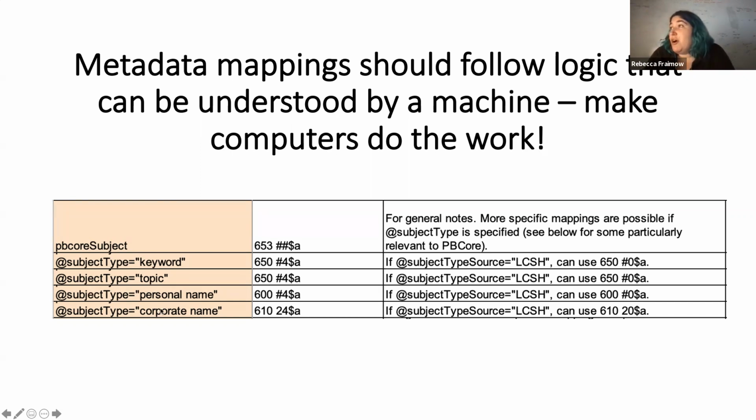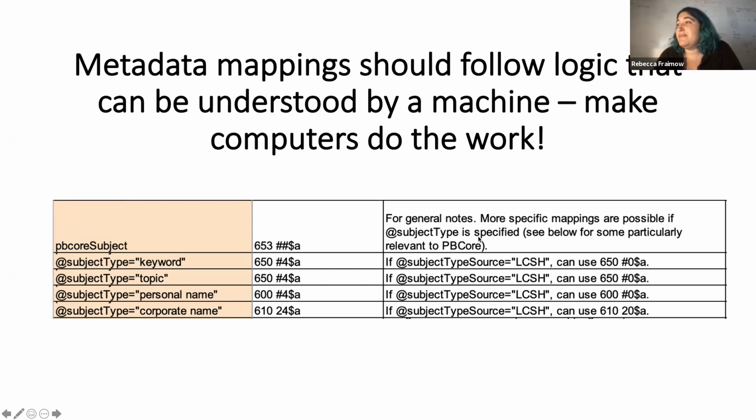So here's an example from our MARC mapping, which is a very complicated mapping because MARC is a pretty complicated standard. And you can see that for PBCore subject, there's one general mapping that we created, but if subject type is specified, because MARC breaks down subjects into different fields based on what kind of subject they're talking about, whether it's a keyword, topic, personal name, or corporate name. In MARC, many of these go to different fields. So if the subject type is specified as keyword or topic, this would go into a 650 MARC field. If it's specified as a personal name, this could go into a 600 MARC field, and so forth.